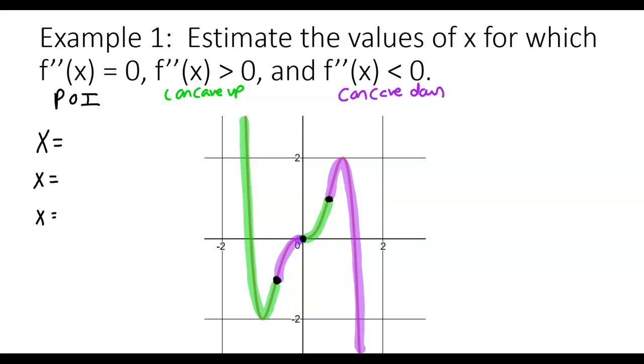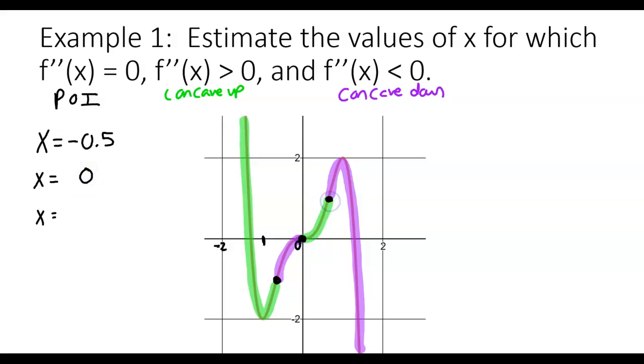I would say if this is 0 and this is -2, -1 would be in the middle. So this is a little bit to the right of that. So it's probably a little bit more than -0.5, but let's just say -0.5. We're estimating here. Now this one's a little bit easier. That point of inflection is 0.